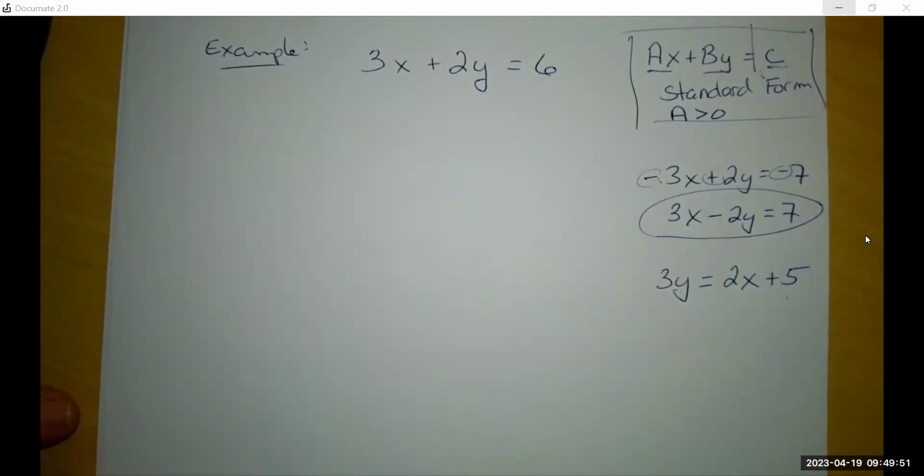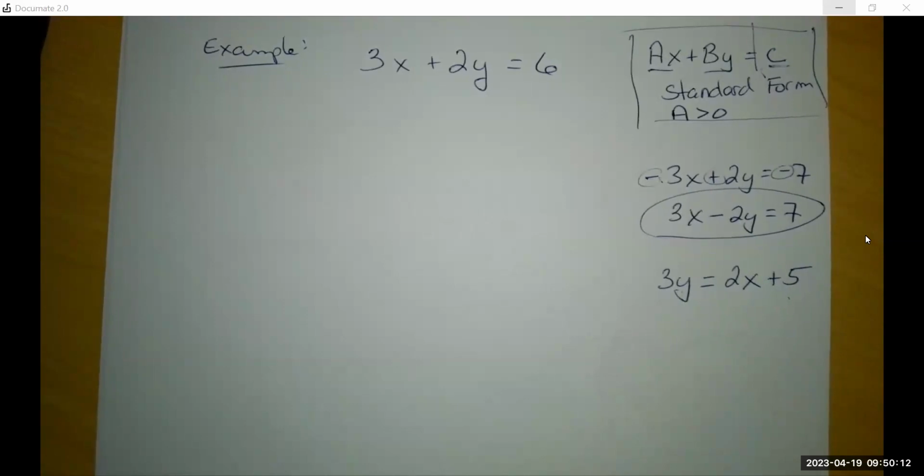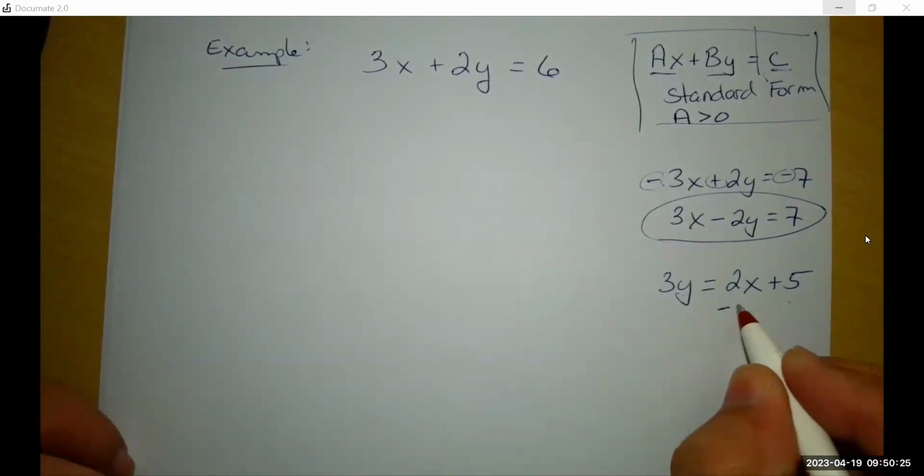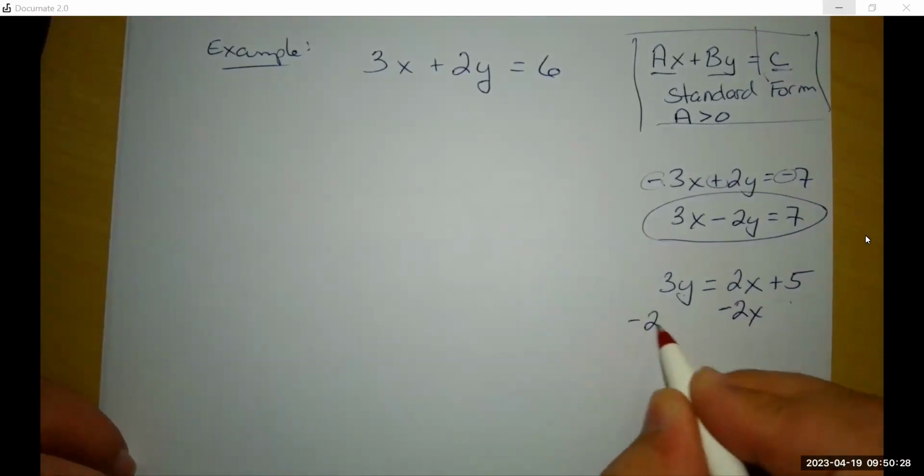X and Y have to be on the same side. And the non-X and Y be by itself. So which one do you have to move? You really can't see it. Are X and Y on the same side? Is the number by itself? So which one do you move? The 2X, of course. How do you move the 2X? Since it's positive, you subtract 2X from both sides.